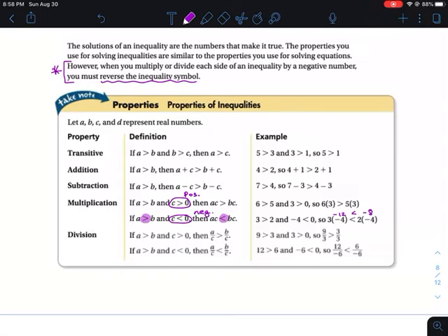And then our division, it says if A is greater than B and C is greater than 0, again, that's positive, then you can divide both sides by C and get the exact same thing. Again, make sure that bottom denominator is not a 0, because you cannot divide by 0. But the bottom part says if A is greater than B and C is less than 0, so again, that means that C value is a negative value, then you have to flip your inequality sign.